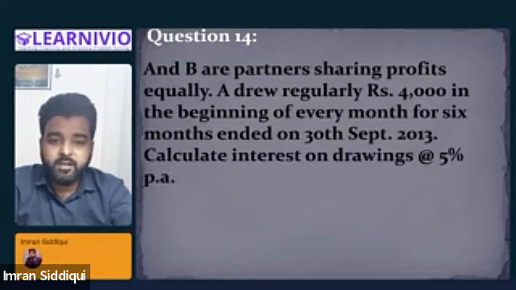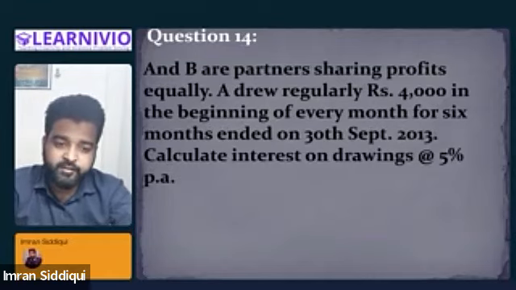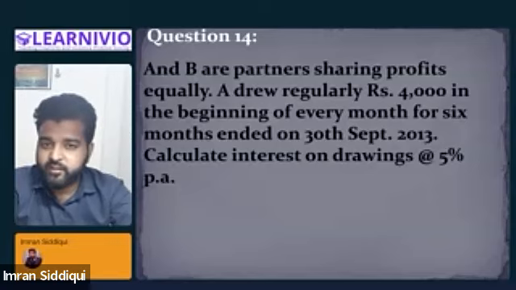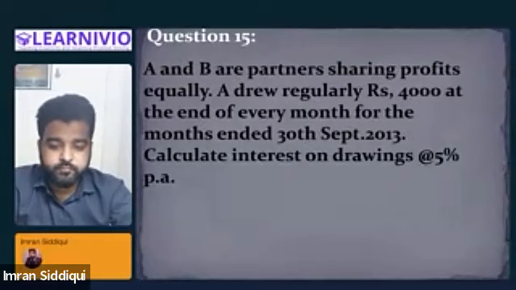A and B are partners sharing profits equally. A drew regularly 4,000 in the beginning of every month. In the beginning of every month basically means on the first day of the month, A withdrew 4,000. So basically he's withdrawing the same amount at same interval of time. And beginning of every month for 6 months ended on 31st of September 2030. You need to calculate interest on drawing at the rate of 5% per annum. Okay, do it.